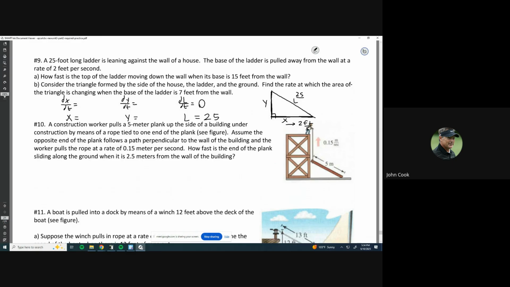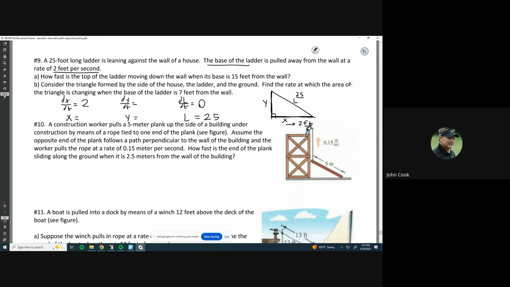Then it says a couple other things, for example, in this first sentence, the base of the ladder is pulled away from the wall at 2 feet per second. Since it's going away, that means the x value is increasing. So that means that our rate of change is going to be positive. So since it's moving away from the wall, it'll be a positive 2 feet per second for the rate of change for dx dt.